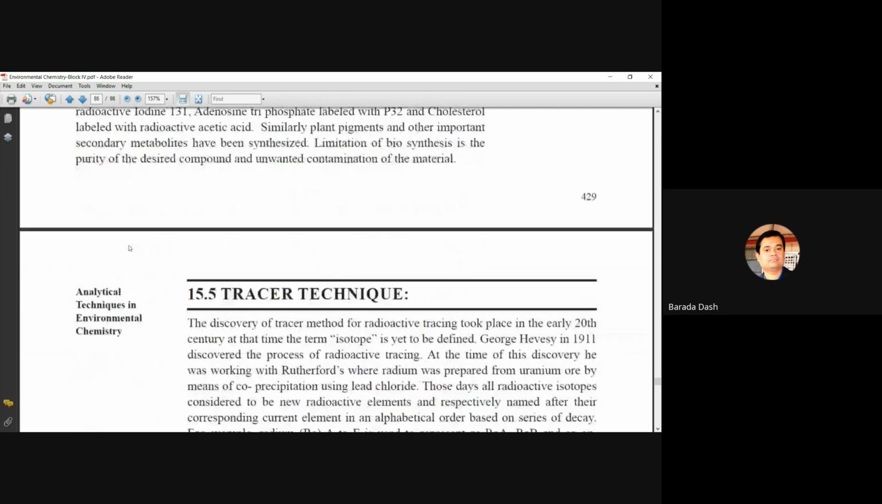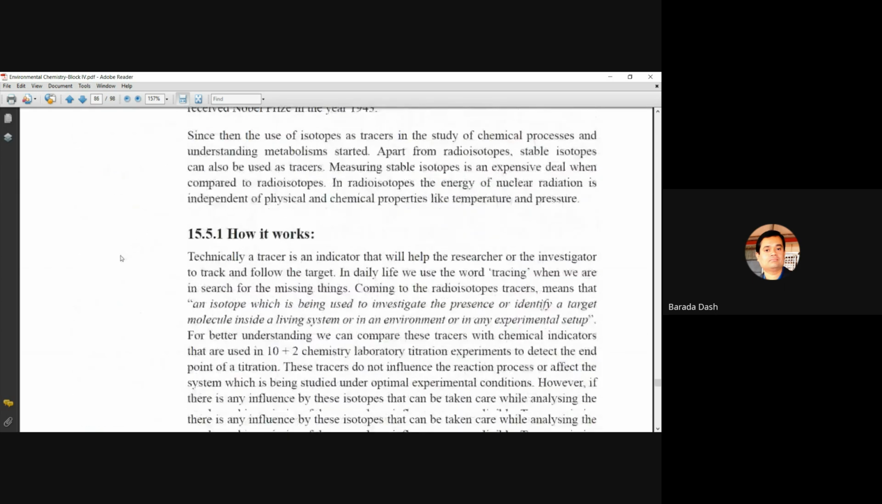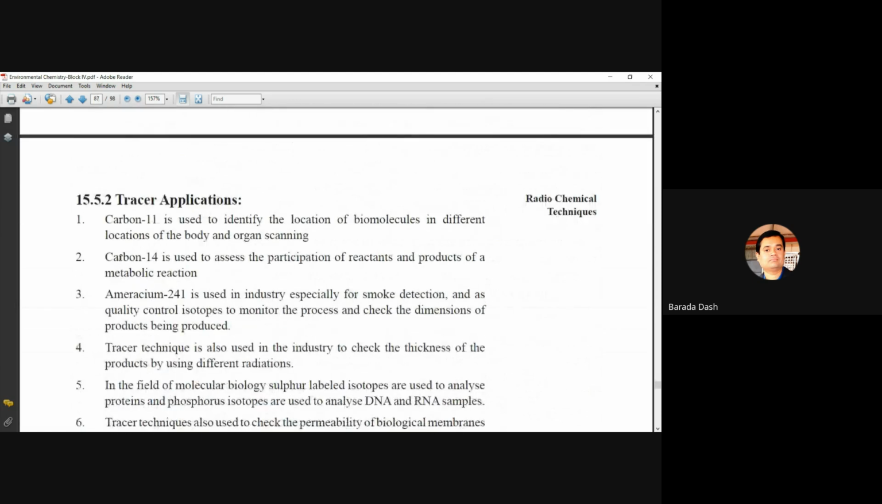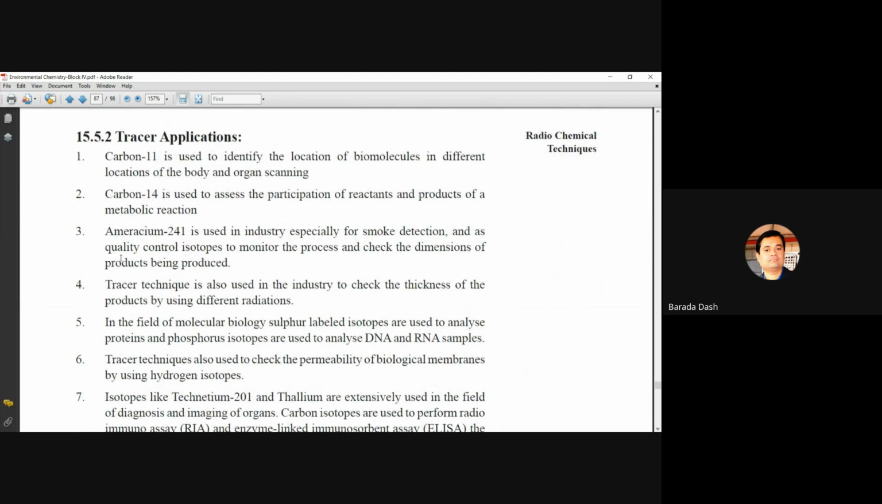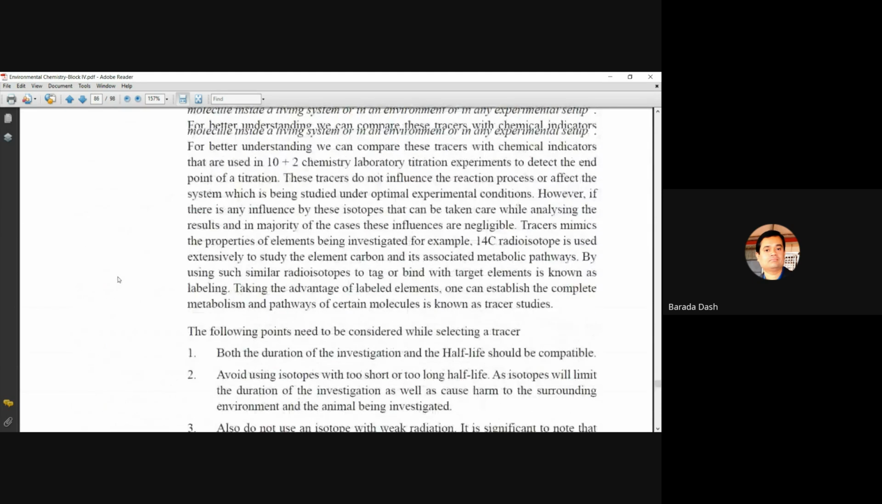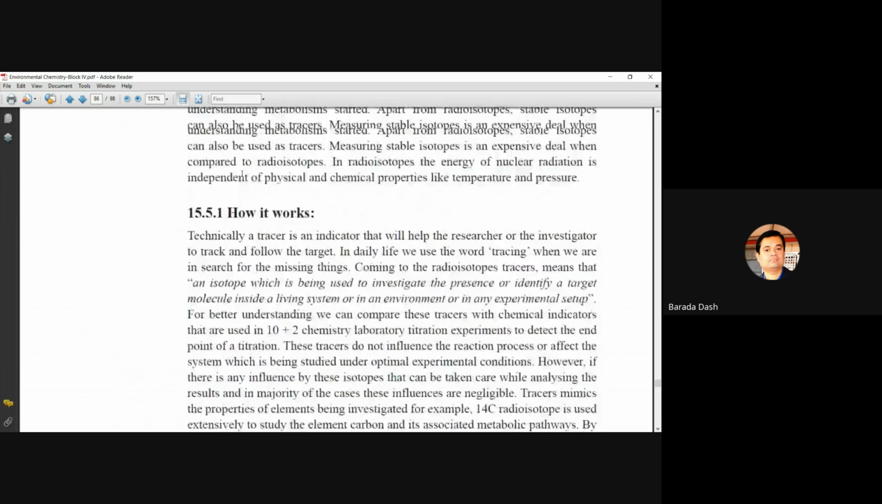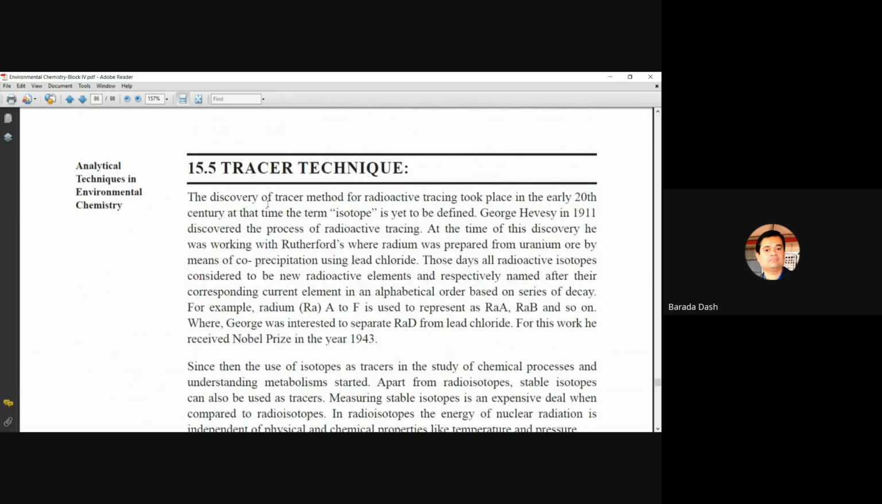Okay, biosynthesis tracer techniques are there. What is the application of tracer? What is a tracer?